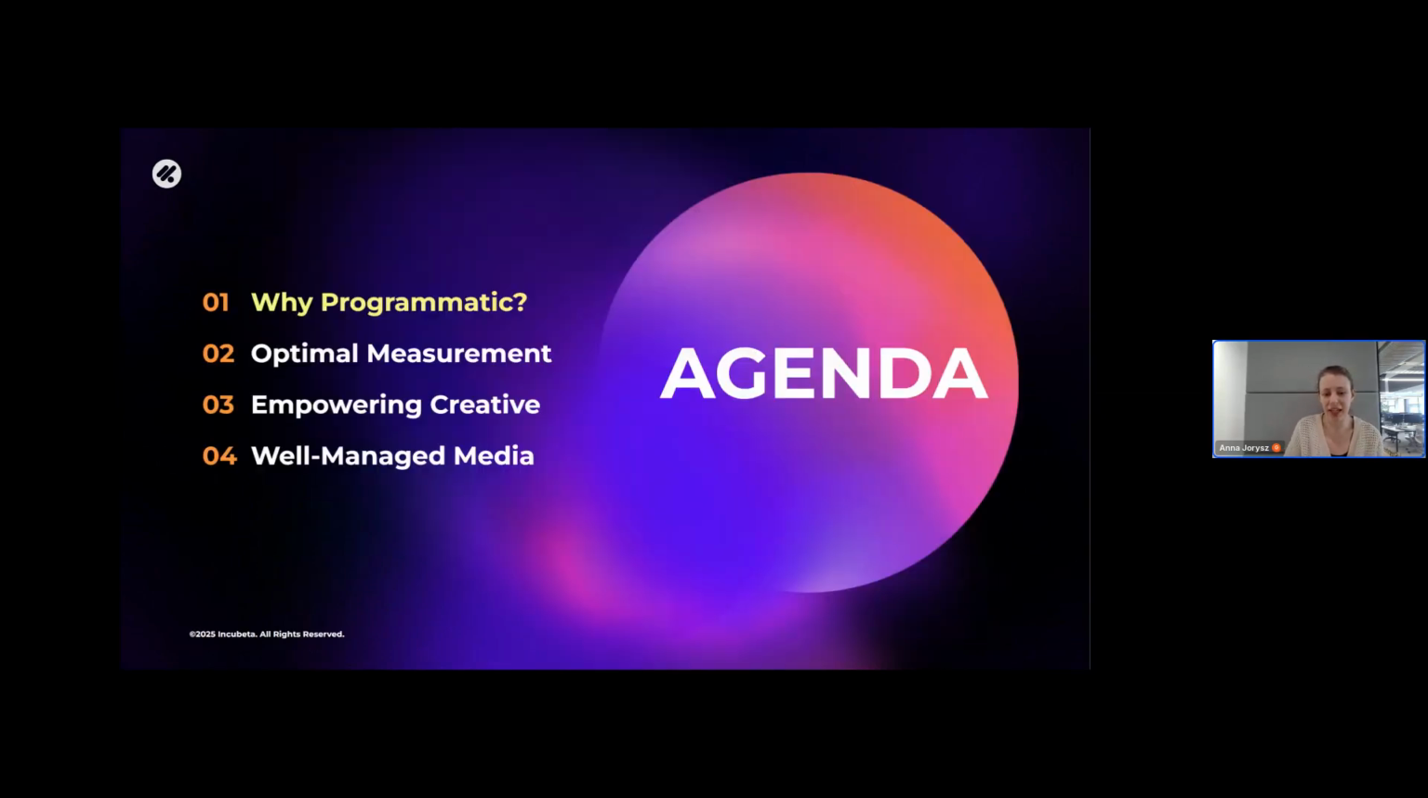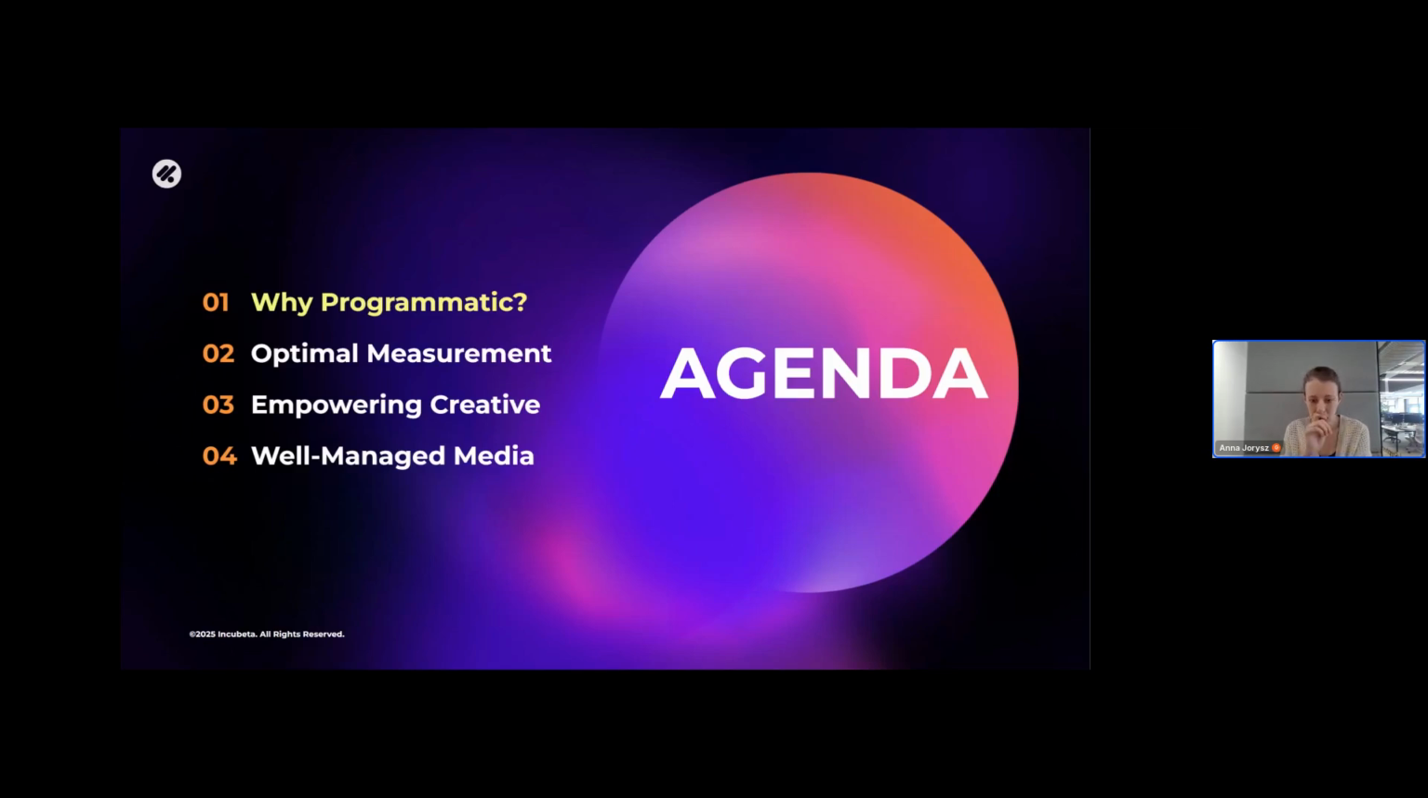The agenda for today is to give a bit of scene setting and background, and then we really want to dive into three topics in particular, which are measurement, creative, and media. We're looking at trying to make this tangible and useful to you, so hopefully there'll be points from each of those sessions that you can take away and apply to your own campaigns.